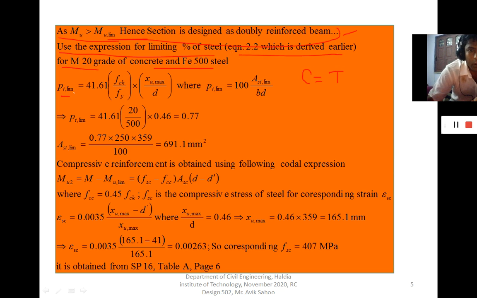Where Pt limiting is equal to 100 into Ast by bd. The percentage of tensile steel in the limiting section, which is a balanced section, is equal to 100 into Ast limiting, the area of steel used in the balanced section. So Pt limiting is how much? That is 0.77. Now put this value in the expression. So Ast limiting is how much? That is 691.1 millimeter square.